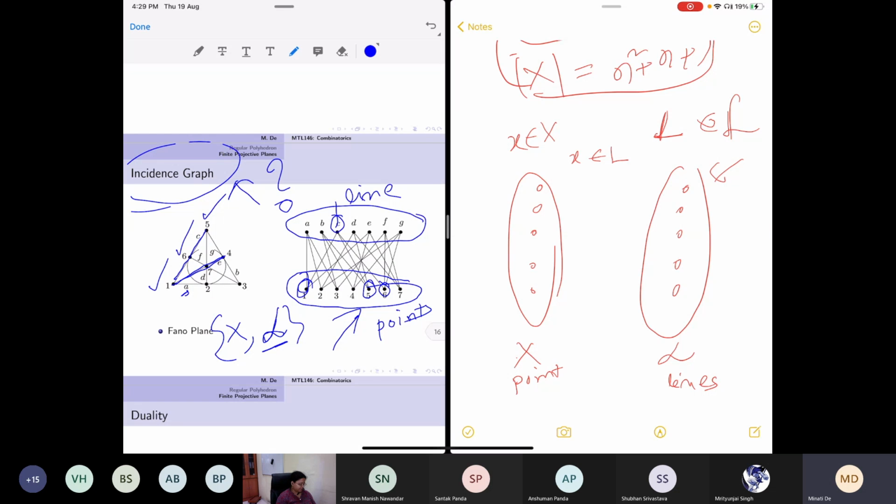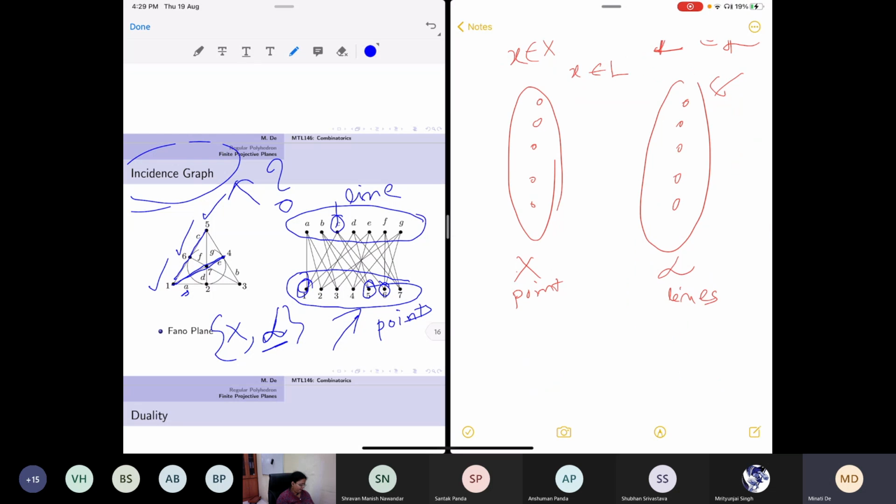So this graph is known as the incidence graph. Okay. So the incidence graph, you can define it not only with respect to a finite projective plane, but with respect to any set system, right? So I hope you have understood the incidence graph. Is there any question on the incidence graph? This is very straightforward, right?